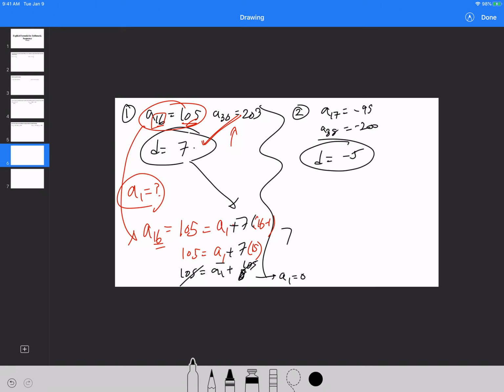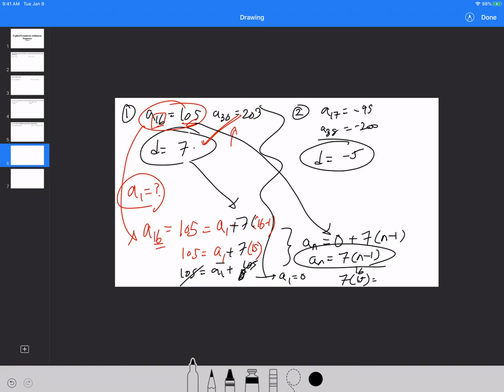So then in this particular case, how do you write your explicit formula? A sub n is equal to 0 plus 7 times n minus 1. Or you can just write 7 times n minus 1. That should pretty much be the case. And you can check to see for yourself that if you plug in the 16 in here, 7 times 15 is equal to 105. Even from the second term, if you plug in 30 here, 7 times 30 minus 1, that's 7 times 29. 7 times 29 should get you, let's see, yep, 203. So they both check. So the answer for the first equation should be this.